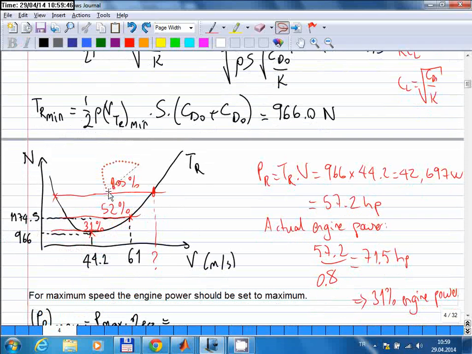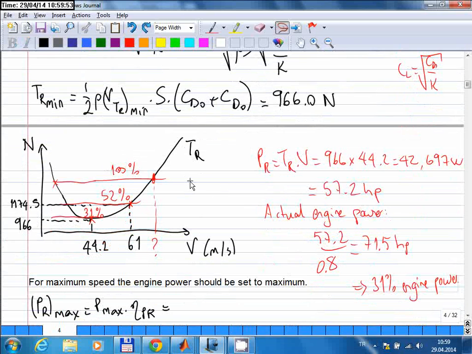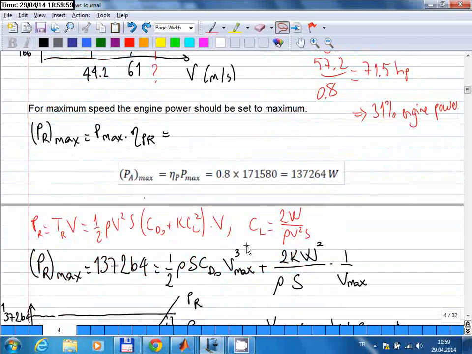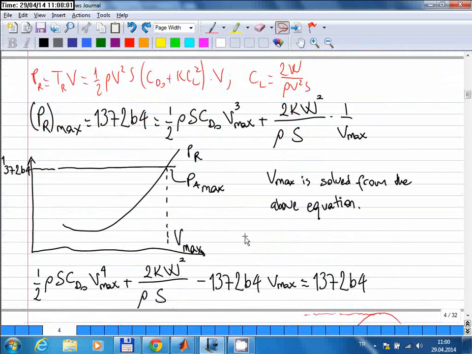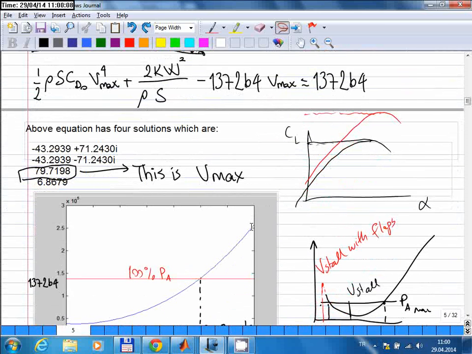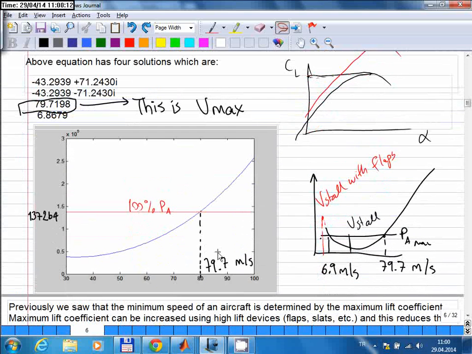So if the pilot gives full power, in that case the engine will be producing more power, and the steady level flight speed can be calculated for that case as well. So anyway, the calculations are all here. We can take a look at this later on. So it turns out that the maximum speed is about 80 meters per second for this aircraft at the given altitude.